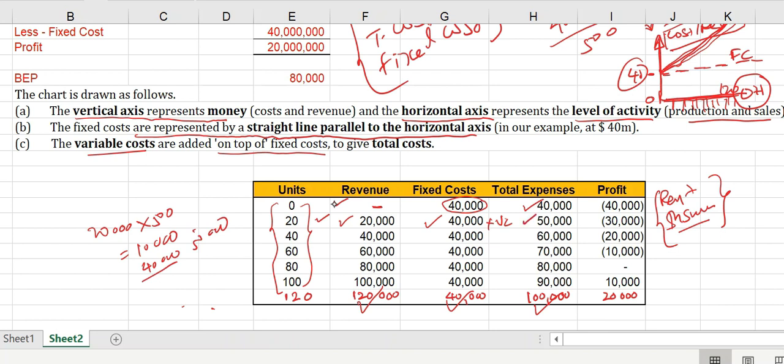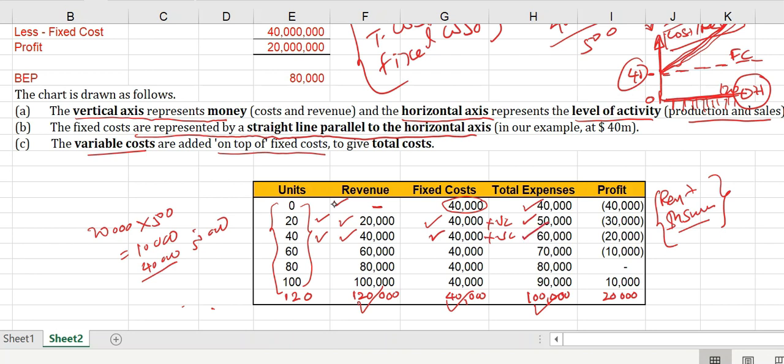So when you produce 40,000 units, your revenue will be 40 million. Fixed cost is still the same, plus the variable cost, which will be 20 million.